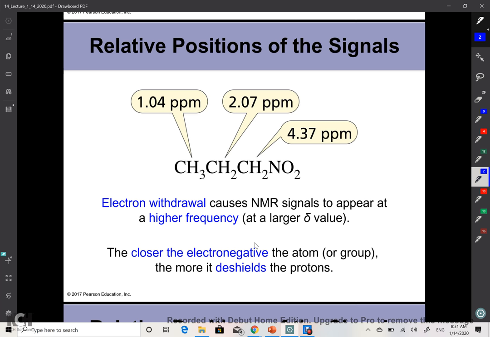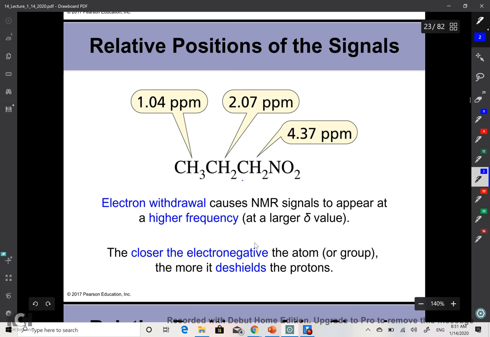We already know that this molecule will generate three signals, based on the structure, because we see three different types of hydrogens. I'm not saying it has three hydrogens, but three different types. The values of the signals are represented there: 1.04, 2.07, and 4.37. So they have different chemical shifts, and by now I expect you to be able to guess why.